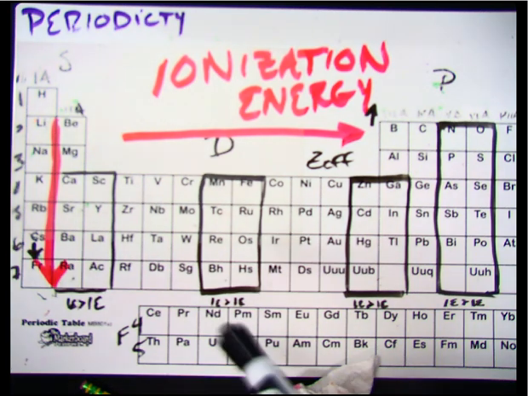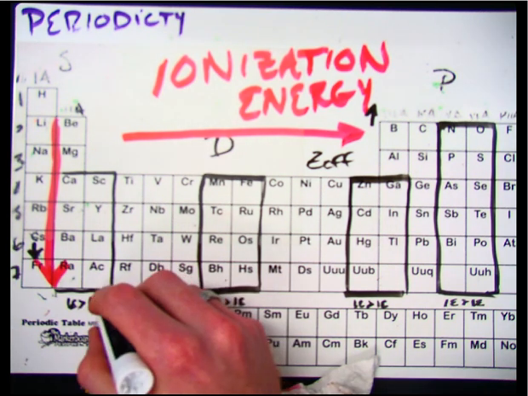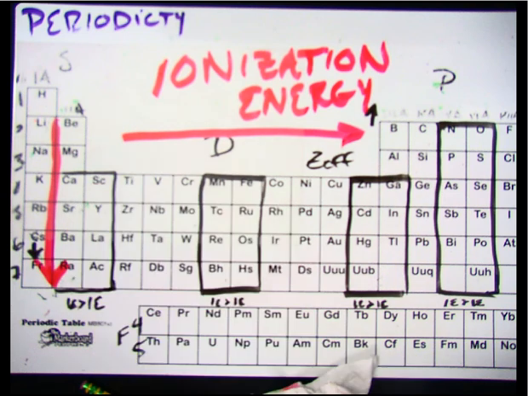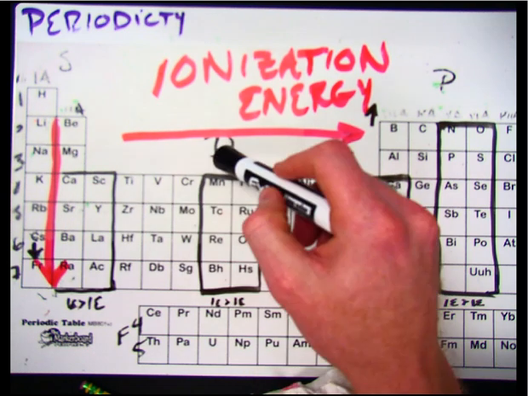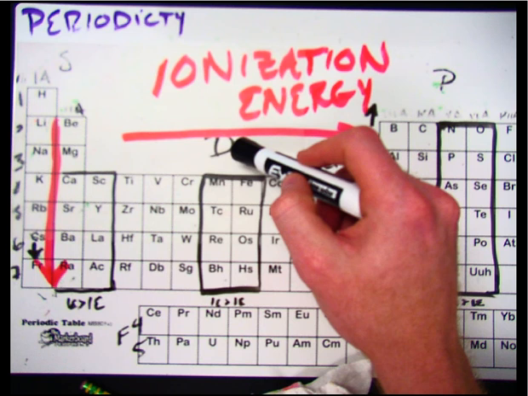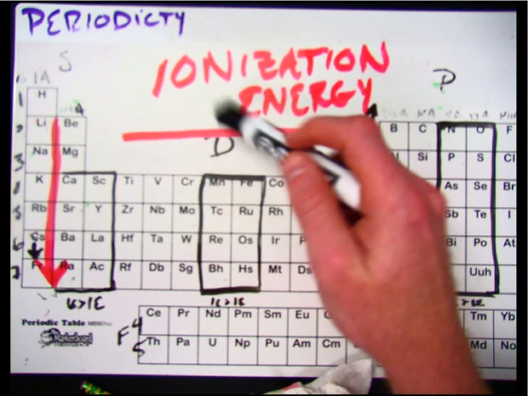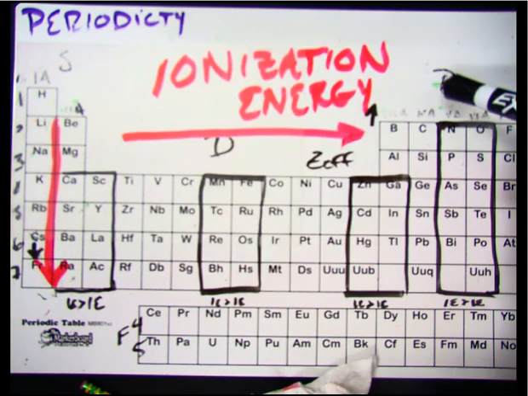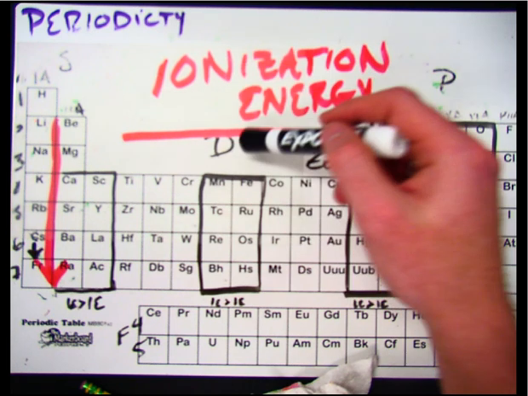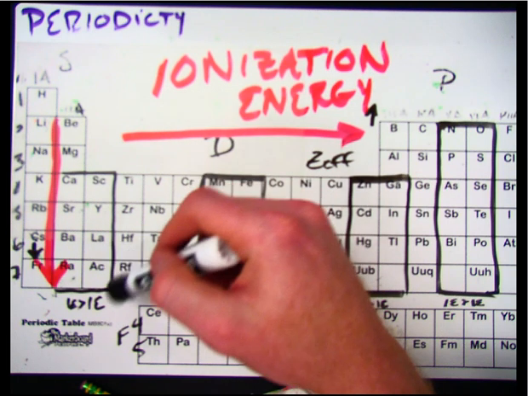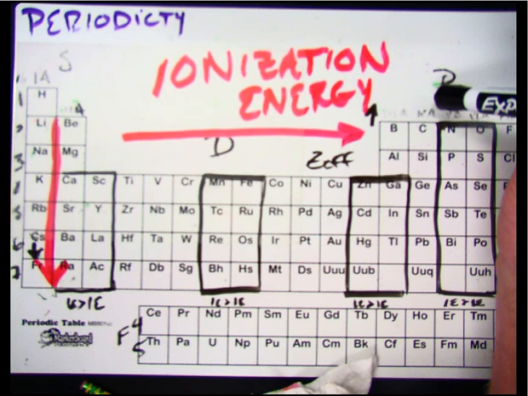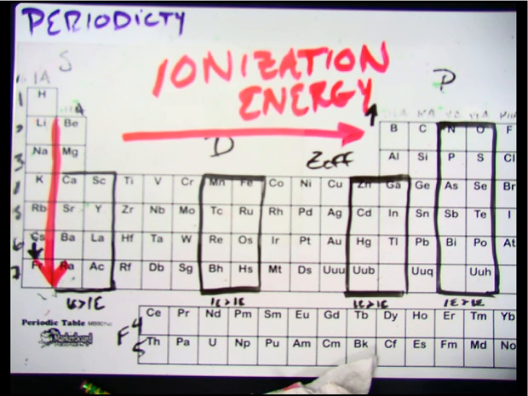Now, several exceptions do occur within this trend. Whenever you are changing the angular momentum or the shape of the wavefront, so whereas this is S, D, and P, wherever there is a change in the shape, there is a drop in ionization energy.